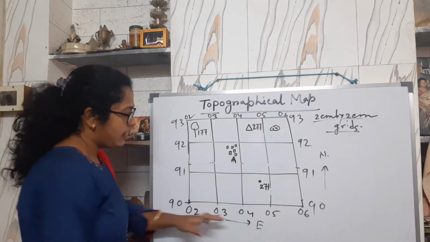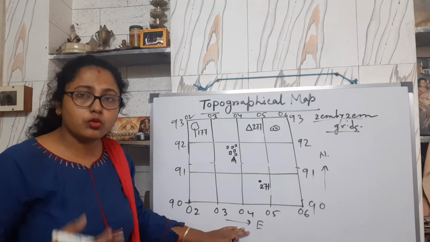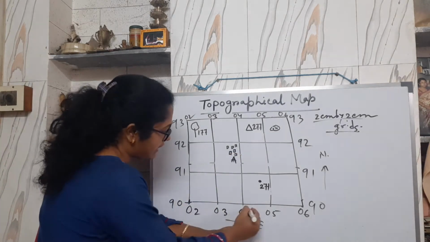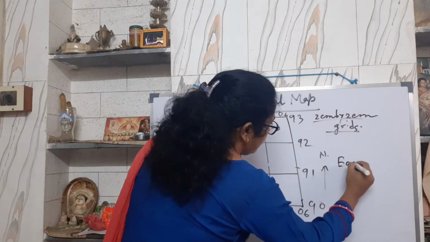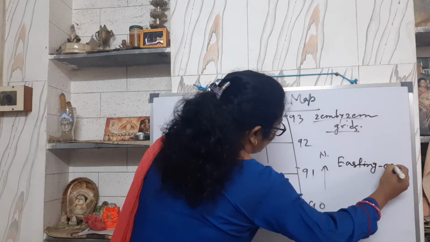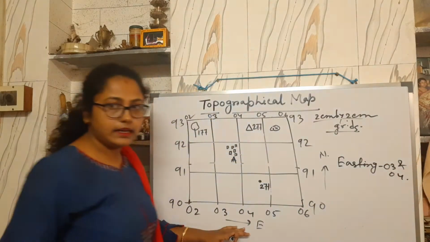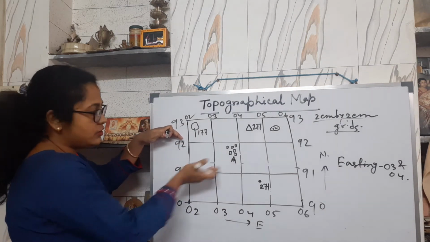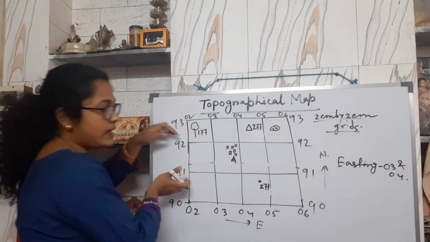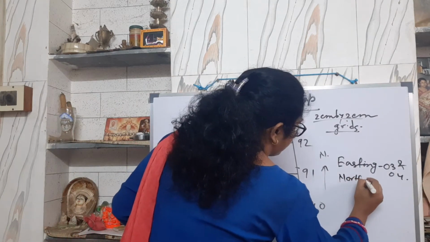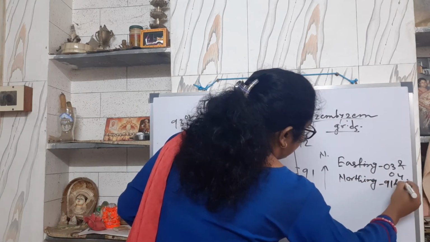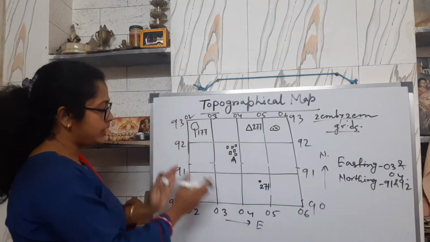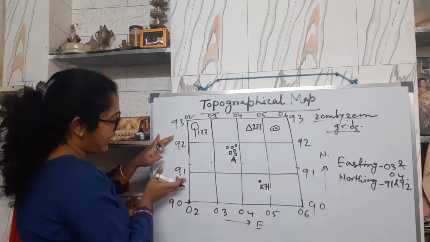Suppose A is situated in between which two easting points, that you have to identify. So A is situated in between 03 and 04 easting. Clear? And which two northing points is it situated between? See, 91 and 92. So it is situated between 03 and 04 and 91, 92.